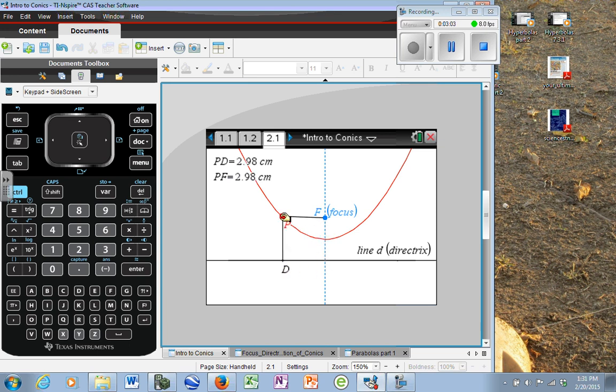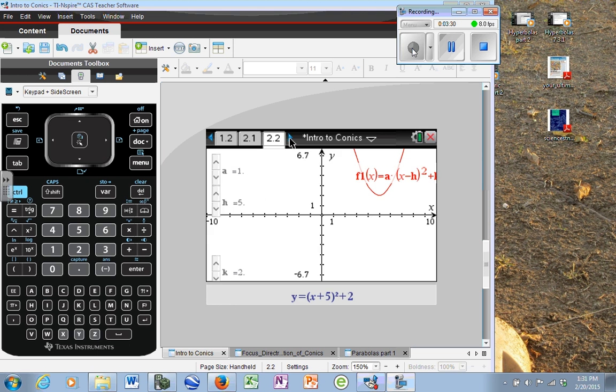Now I'm going to drag point F around the screen. You'll answer number 5. See if the property from number 4 remains true. Please flip the page over. Let's look at page 2.2, number 6.